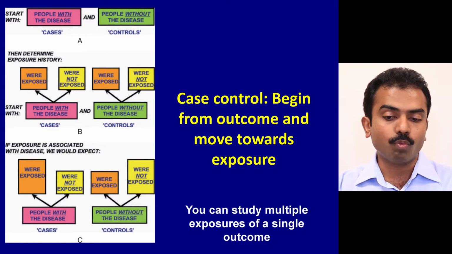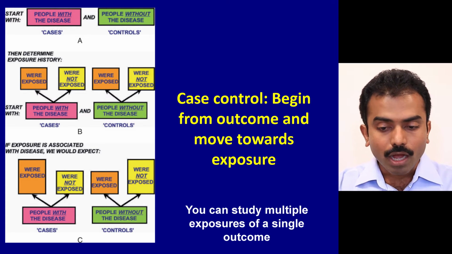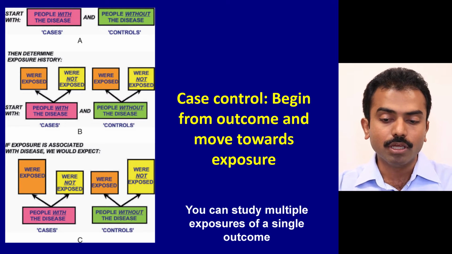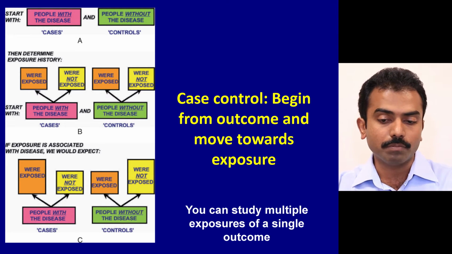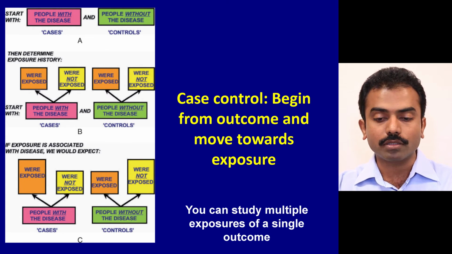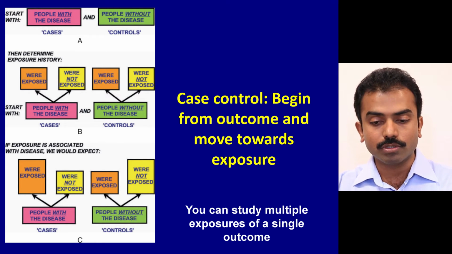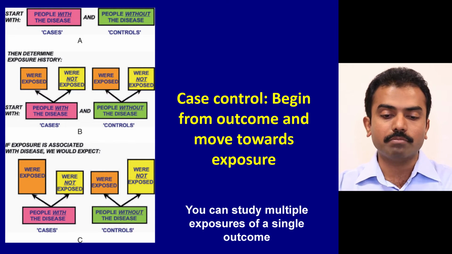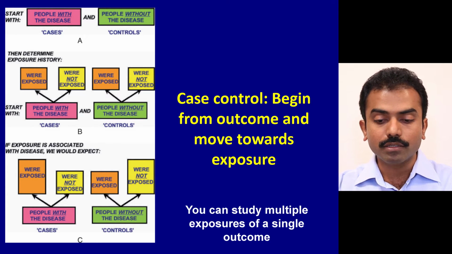What is a case control study? What is a case and what is a control? A case is somebody who has developed the outcome, and a control is somebody who has not developed the outcome. That is how you differentiate a case and a control. It depends on the outcome that is under study. And in a case control study, you put together a cohort of cases and controls, that is people with the outcome and people without the outcome, and then ask them whether they were exposed to a particular thing. So by design, you can study multiple exposures of a single outcome.